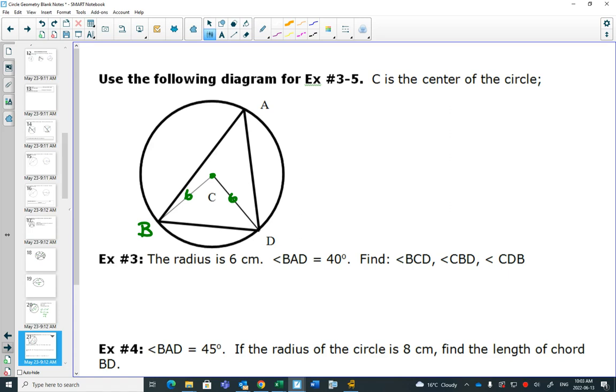The BAD angle is 40. Where would you label that 40? At the A, because it's BAD. That makes this angle here, that's our 40. Okay. I labeled in green everything that we were told. And now in blue, we're going to figure out, if we have that, what can we figure out?